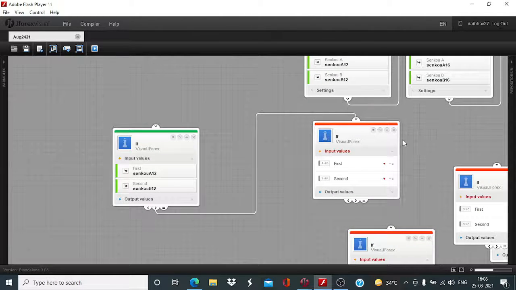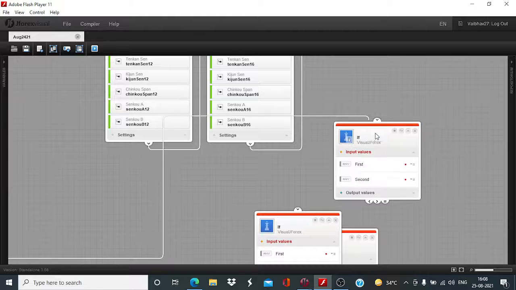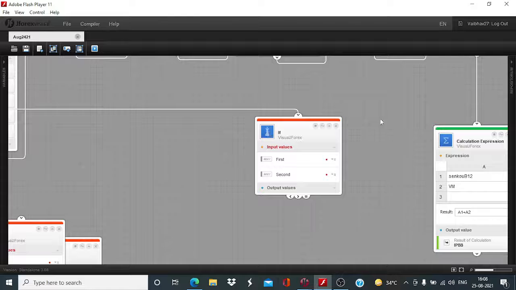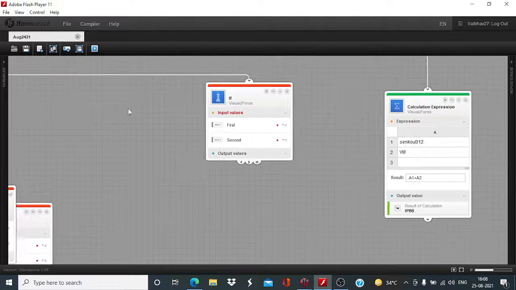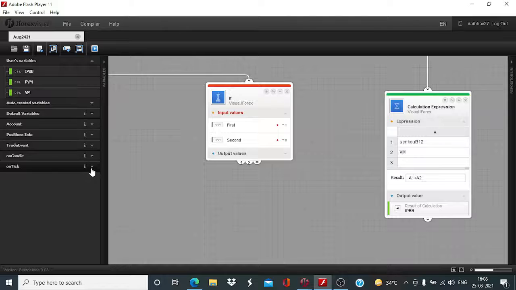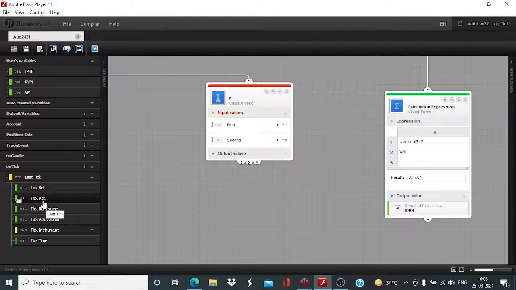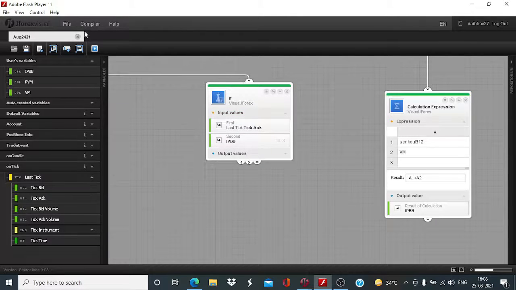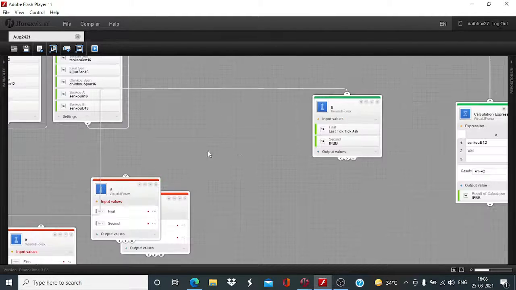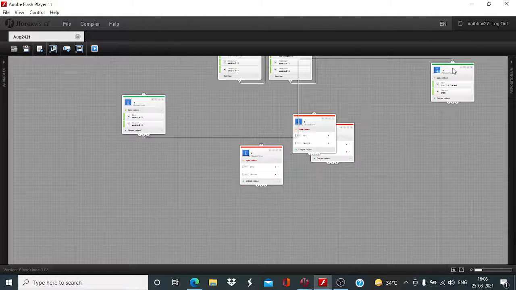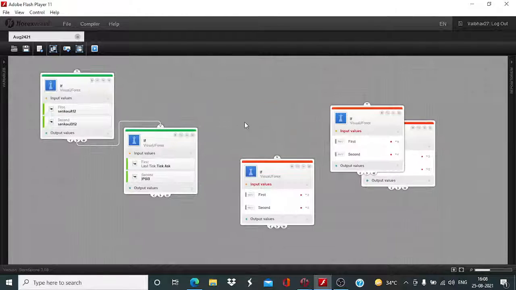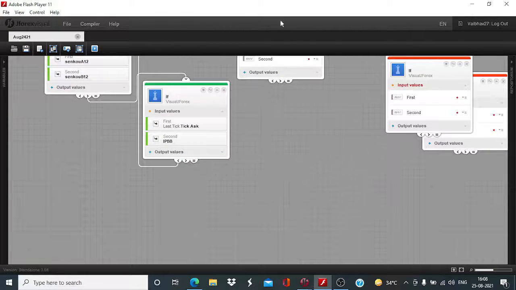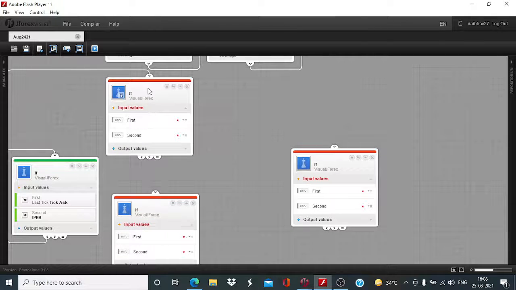and then we will consider another condition revolving around the hourly candle period, which is that the last tick price should be within the price band. So for that, I will take last tick ask and this newly created price band. And in this case, first input less than second input. Alright.